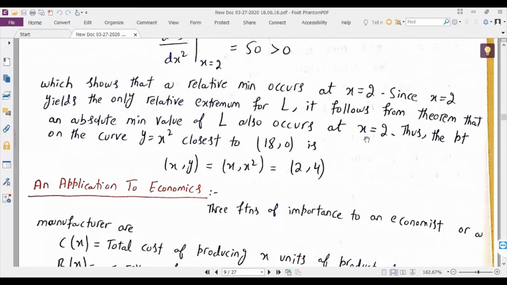So substituting this value in the equation y equals x squared, I get 4. So (2, 4) is the ordered pair. This is the point which is closest to (18, 0).